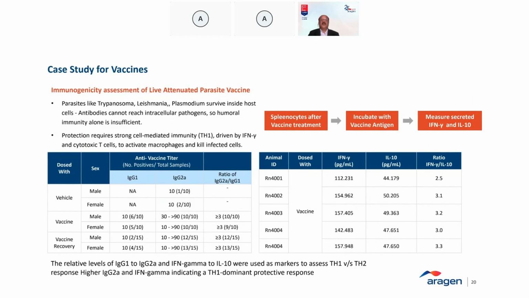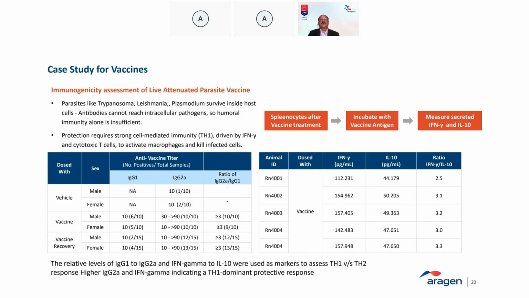So the way we had demonstrated it in a preclinical model, initially we looked at the antibody titers, and we looked at the antibody subtypes IgG1 and IgG2A. Now, IgG2A drives the Th1 based immunogenicity, while IgG1 gives a normal humoral immunogenicity. And we looked at the ratio of IgG2A to IgG1, and in all the instances where the vaccine was given, we saw that the ratio is greater than 3. That confirms that the vaccine is going through a Th1 pathway.